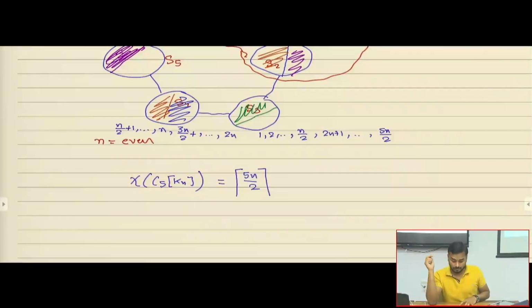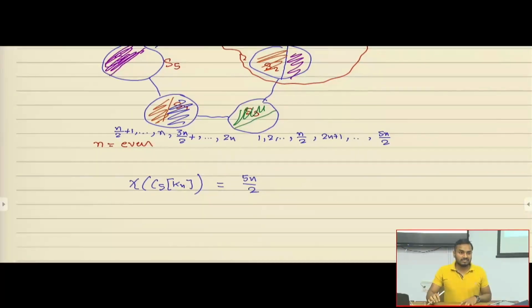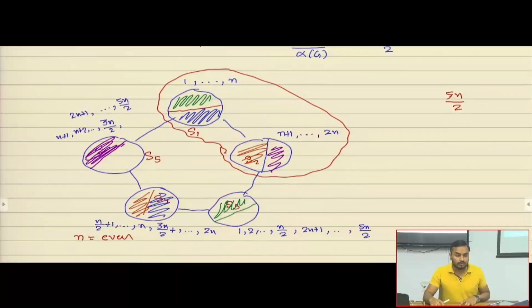Okay, so this is a proper coloring of this lexicographic product using how many colors? 5n by 2, right? So now you can say that the chromatic number of C5 of Kn is exactly 5n by 2, or the ceiling of this. No need for the ceiling over here because n is even, right? n is even. And now what will we do for n equals to odd?